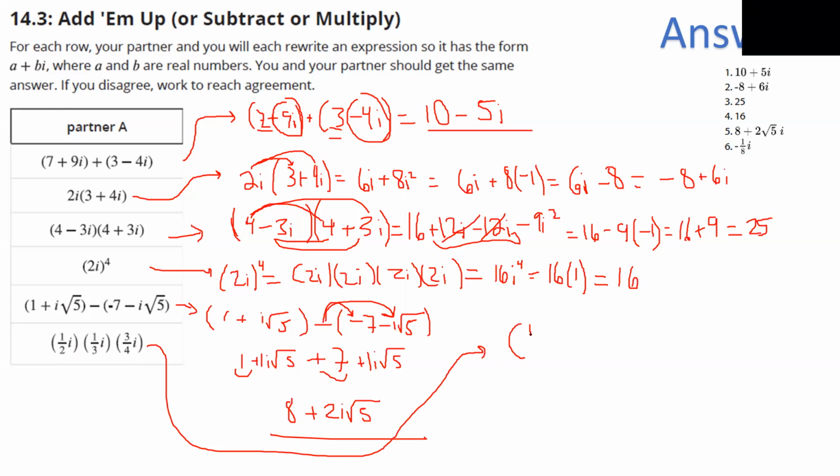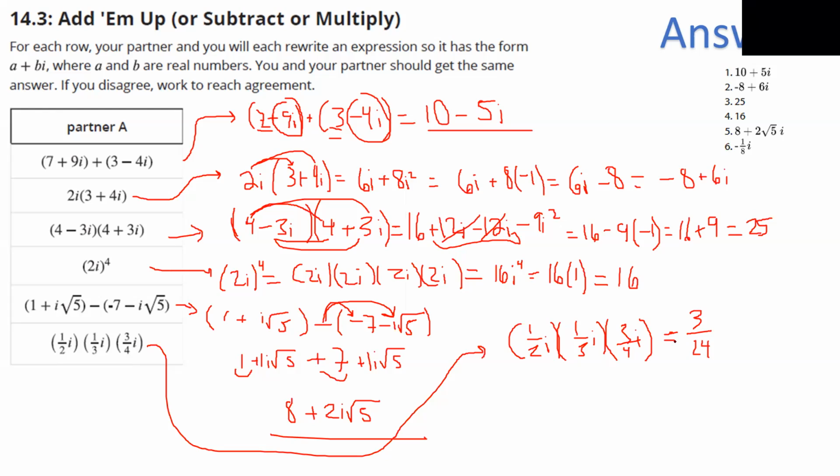So we have parentheses 1 over 2i times 1 over 3i times 3 over 4. Oops, that's a very ugly 3i. All right. So whenever you're working with fractions, you always multiply across, the numerators times the numerators, the denominators times the denominators. So here we get 1 times 3 is equal to 3 over 2 times 3 is 6. 6 times 4 is 24. So we get 24. And now let's deal with the i's.